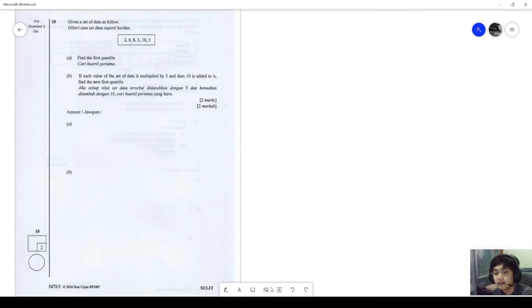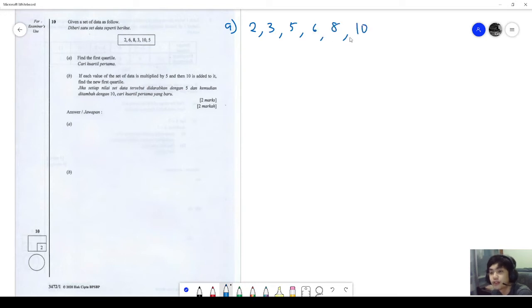Question number 10: given a set of data as follows, find the first quartile. Before we start with any first quartile, third quartile, we usually start with arranging the numbers in ascending order. From there, we find the middle point of the data. The median is between the third and the fourth data here. Your first quartile and third quartile exist on the left side and right side of the data respectively.